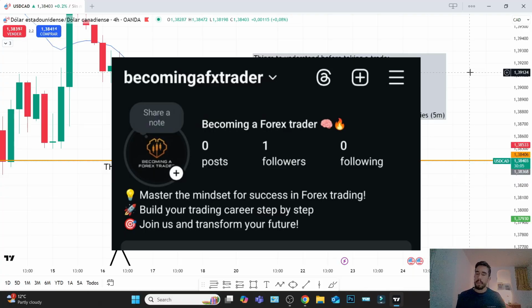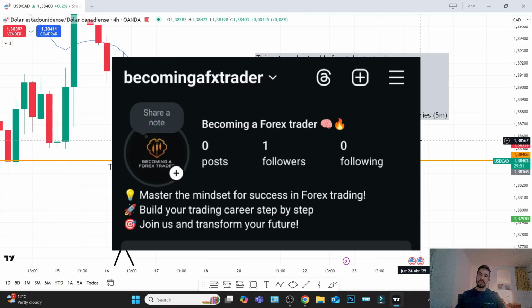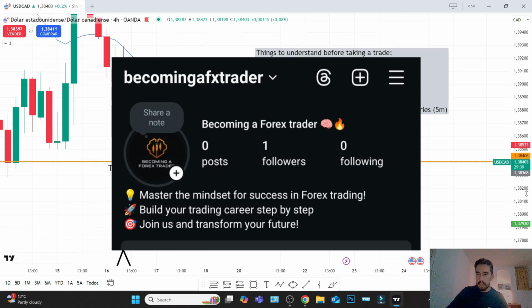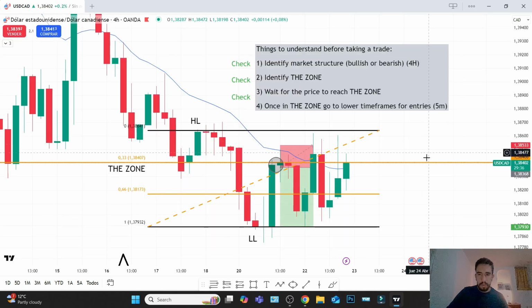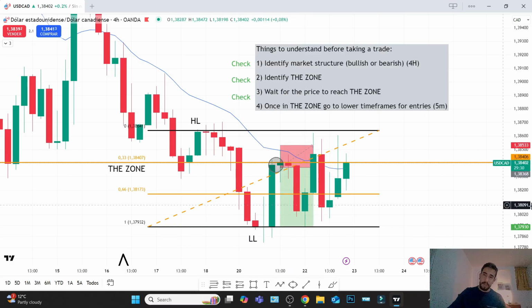Every Sunday I'm planning to upload in stories the trades that I might be taking during the week. Why do I say I might? Because the only thing I do on Sunday is to identify the market structure, but during the week I have to wait for the price to reach the zone, and once in the zone I have to wait for the price of the stock or the currency to do what I'm going to explain in the next video to enter the position, to open a position, either selling or buying.